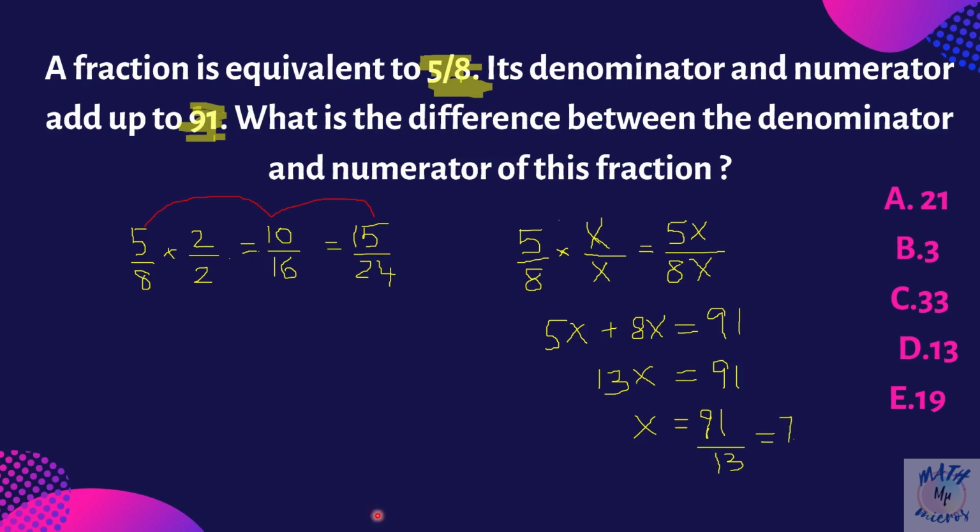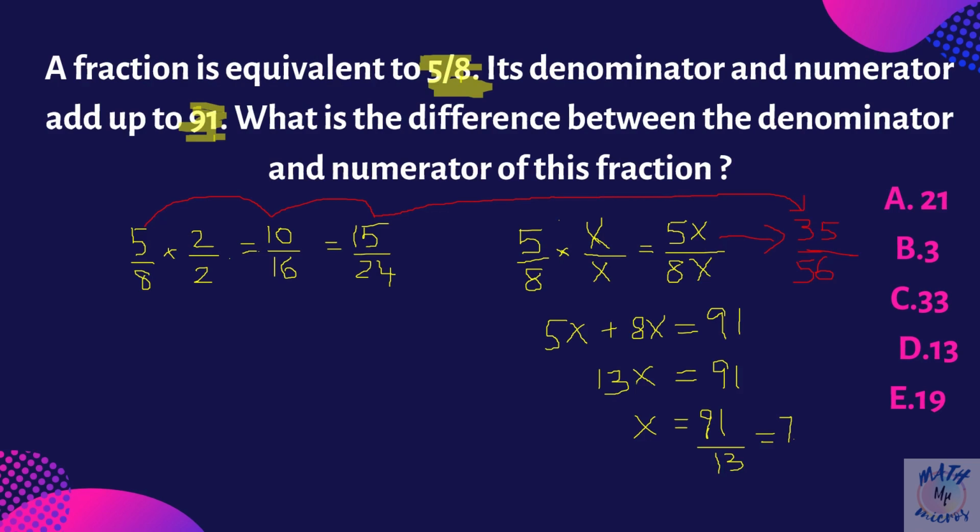So now we know that x is equal to 7. We are going to find the numerator and the denominator. The numerator is 5x and the denominator is 8x, so I'm going to substitute x here. 5 times 7 is 35 and 8 times 7 is 56. So 35 is the numerator and 56 is the denominator. When I add both together, I get 91: 35 plus 56 is 91. 5 by 8, 10 by 16, 15 by 24, and in the same way 35 by 56 is also an equivalent fraction.